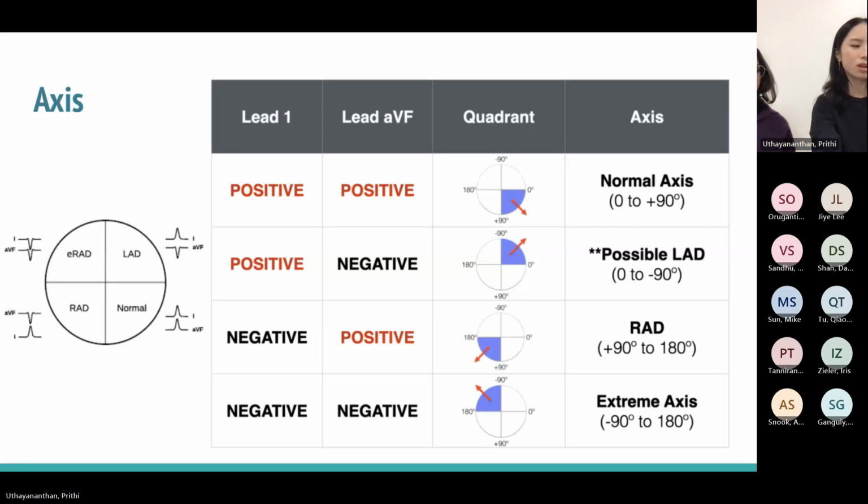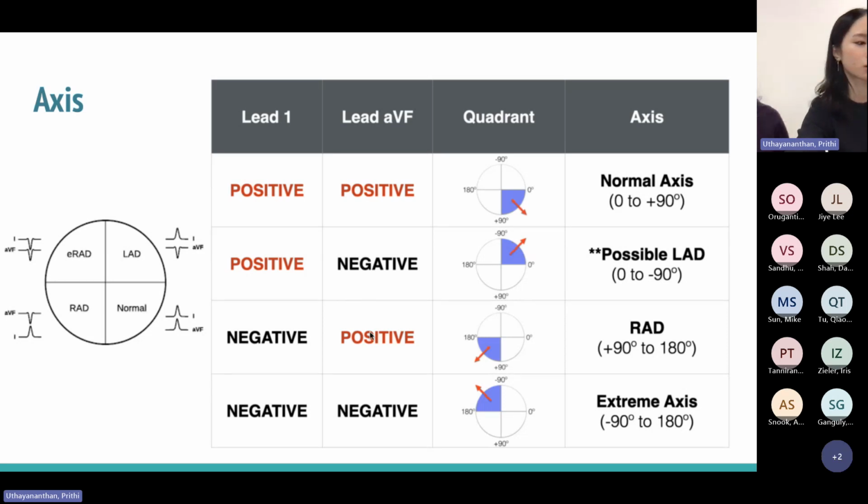One way to remember, they told us, is left leaving and right reaching. In left axis deviation, lead 1 is positive and lead AVF is negative, so the QRS complexes are facing away from each other. So they are leaving. And then in right axis deviation, lead 1 is negative, so it's going downwards, and lead AVF is positive, so it goes upwards, so it's like reaching.